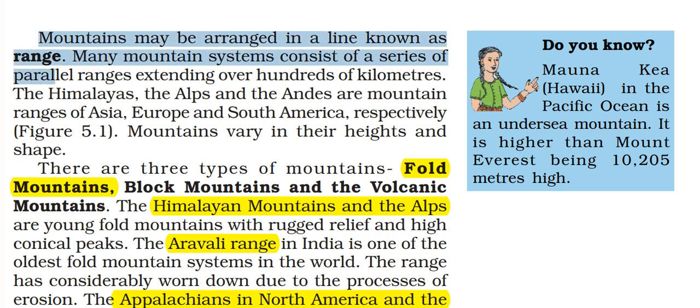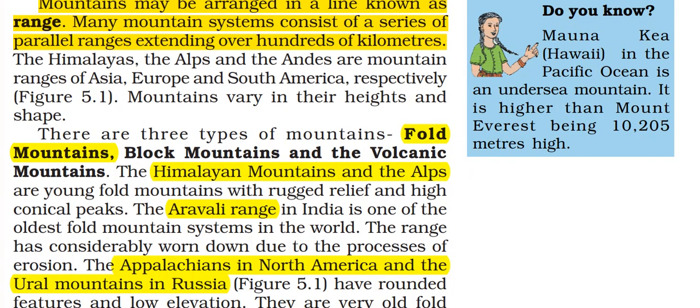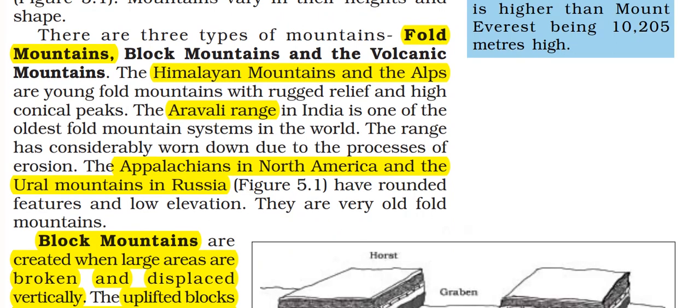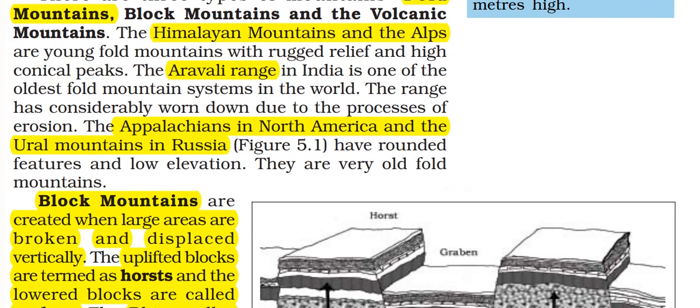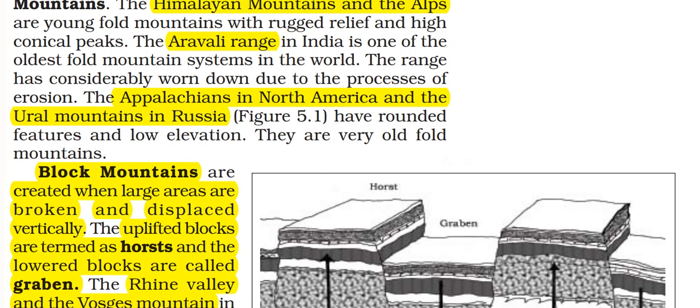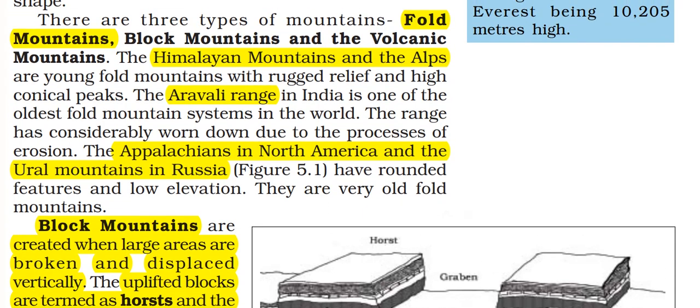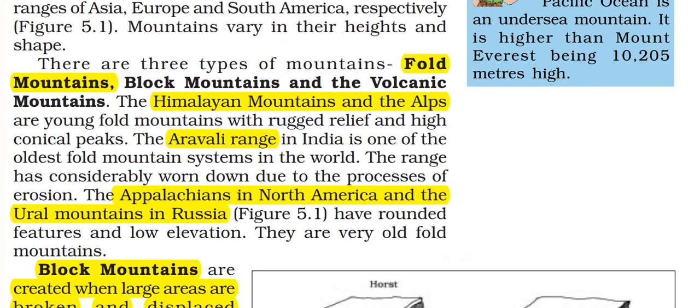Mountains may be arranged in a line known as a range. Many mountain systems consist of a series of parallel ranges extended over hundreds of kilometers. There are three types of mountains: fold mountains, block mountains, and volcanic mountains. The Himalaya mountains are young fold mountains with rugged relief and high conical peaks. The Aravalli Range in India is one of the oldest mountain systems in the world.